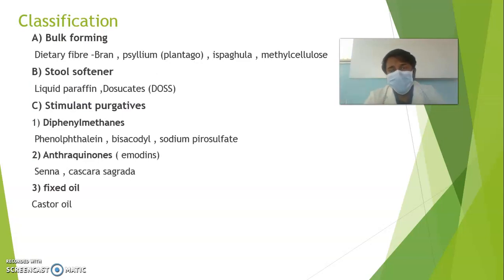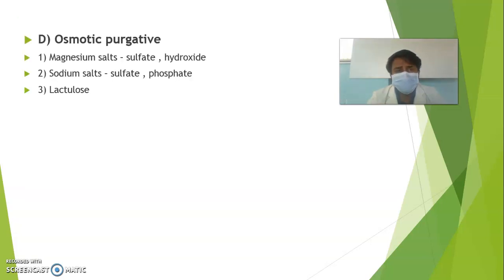So when we look into the classifications, first is bulk forming. These are dietary fibers like bran, okay. Then plantago, then the most common is Ispagula seeds, right? Then there is methyl cellulose. Then when we talk about stool softeners, because the stools are very hard and dry, these are liquid paraffins which are mainly used nowadays. Then there are stimulant purgatives, which include diphenylmethanes, okay? And there are anthraquinones like the seeds or the leaves called senna. Right? And there are fixed oils which will lubricate the hardened stools. These are castor oils. And there are osmotic purgatives. Among them are magnesium salts, sodium salts, and lactulose.